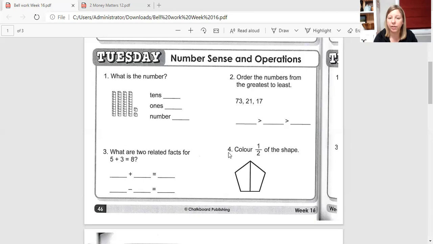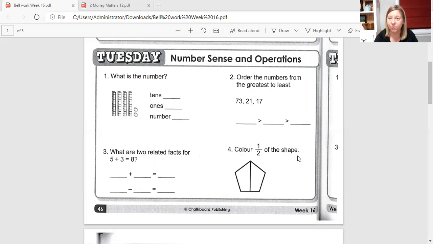Number 4, color 1/2. This is the symbol that means 1/2 of the shape. So do you see that this shape is split into 2 equal parts? You only need to color in 1/2 of the shape.